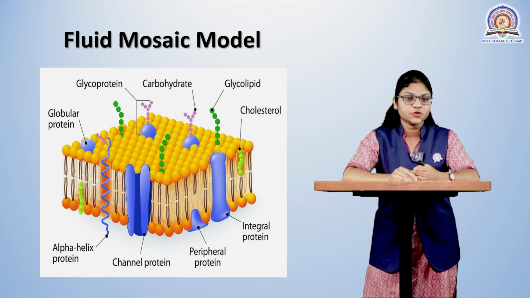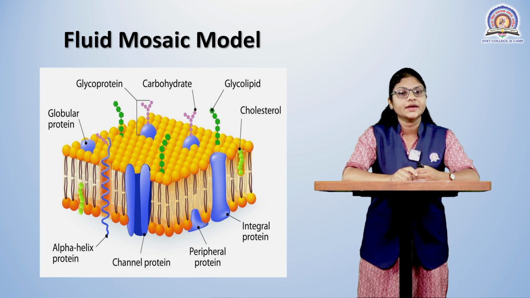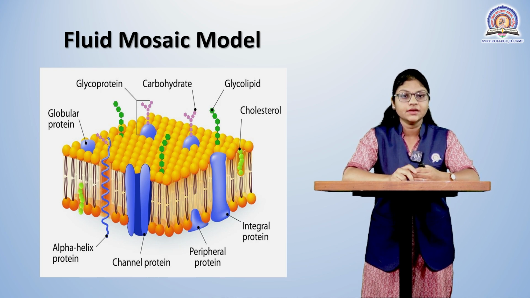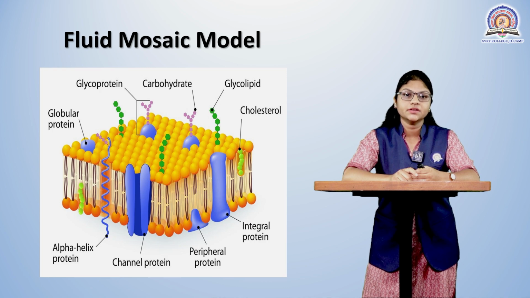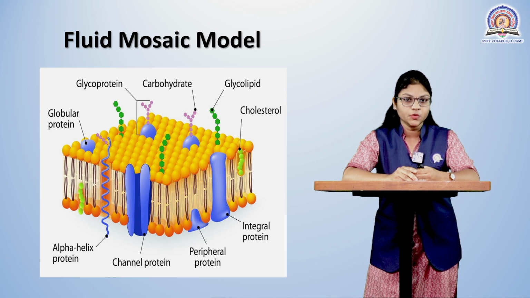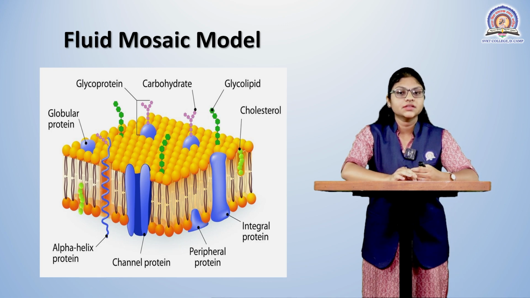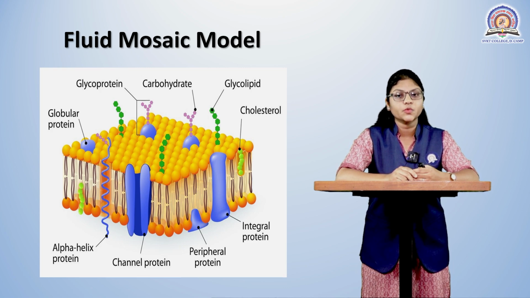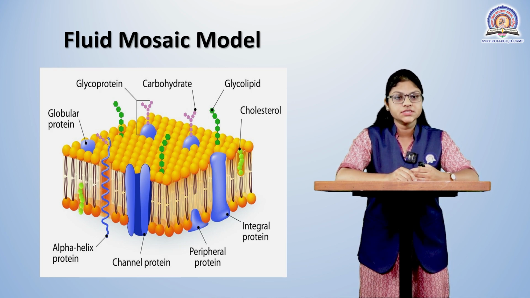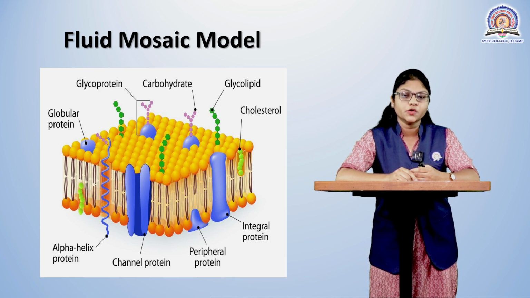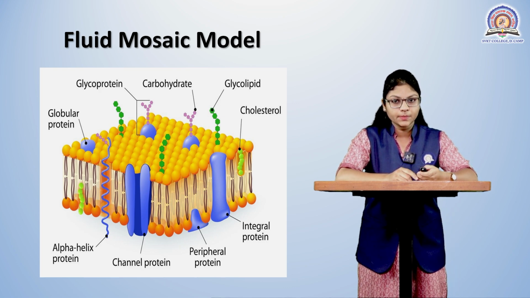Also, the next constituent present is carbohydrates. Carbohydrates provide the identity or tag to the cell. Carbohydrates are associated with different molecules. When associated with proteins, they are called glycoproteins. When associated with lipids, they are called glycolipids. Then there is another very important molecule, which is known as cholesterol. Cholesterol plays an important role in the fluidity of the plasma membrane. So this is the fluid mosaic model.